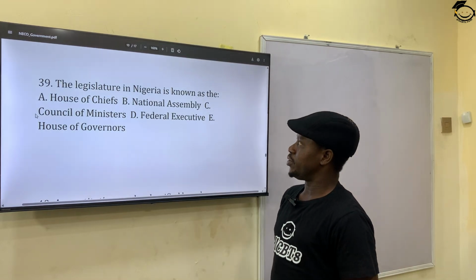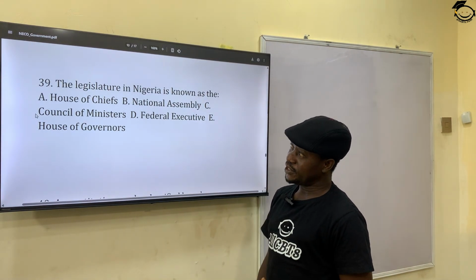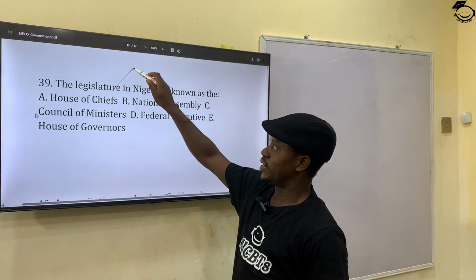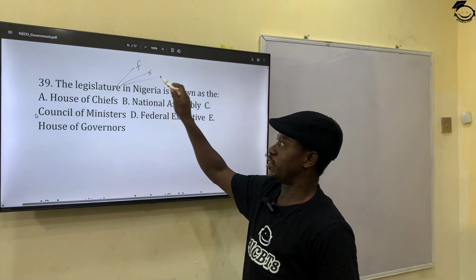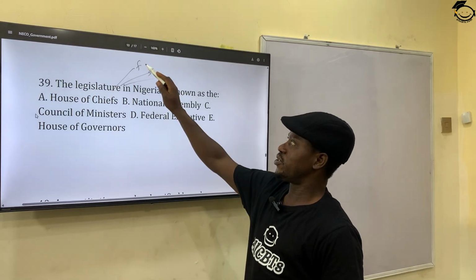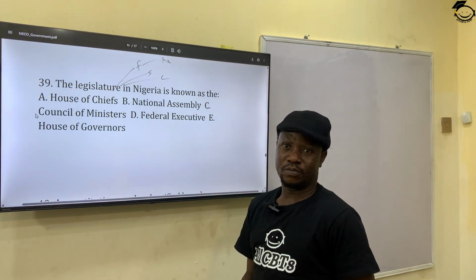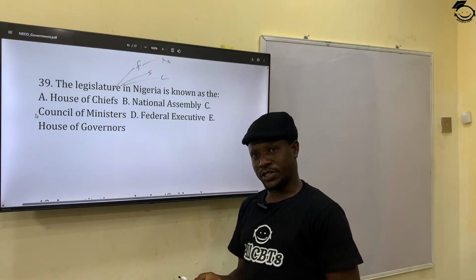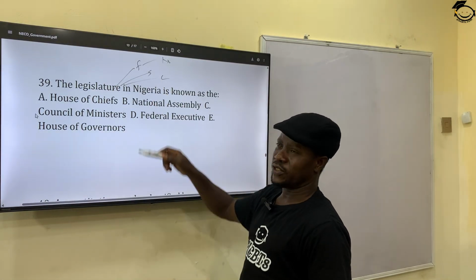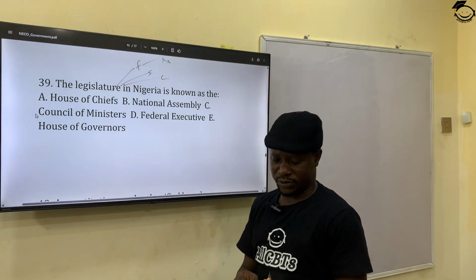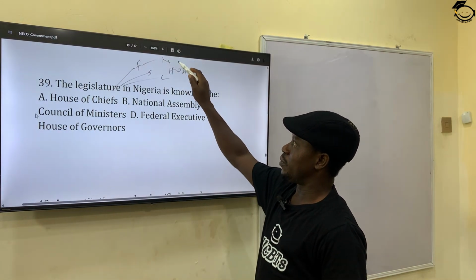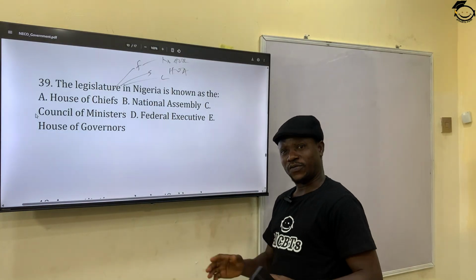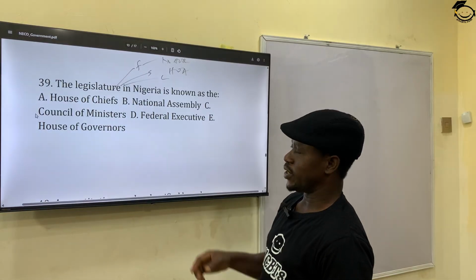The legislature in Nigeria is known as... Now, you need to understand something here. When we talk about legislature, we have legislature at the federal level, at the state, and also at the local government. The legislature at the federal level is known as the National Assembly because it's made up of both the House of Senate and House of Representatives. While in the state, it is known as House of Assembly. Please take note, House of Assembly is different from House of Representatives at the center. So the legislature in Nigeria as a country is the National Assembly.